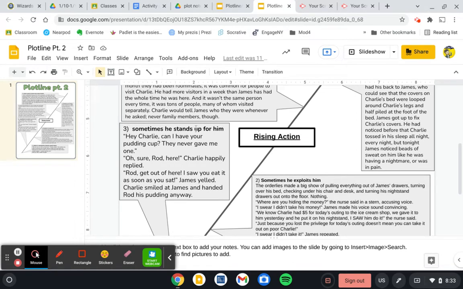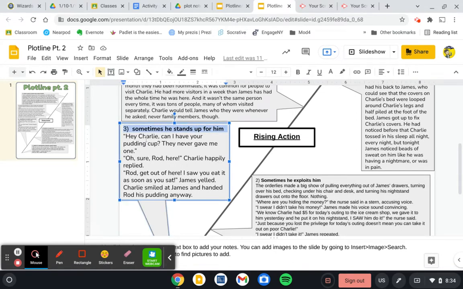But sometimes James is going to stand up for Charlie. Like as they get to know each other, James is going to make sure that Charlie doesn't get taken advantage of. So here, later on in the story, someone is going to ask for Charlie's extra pudding and lie to him, and James is going to call him out on it.